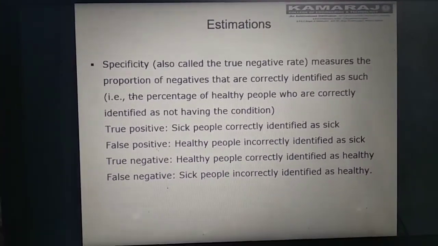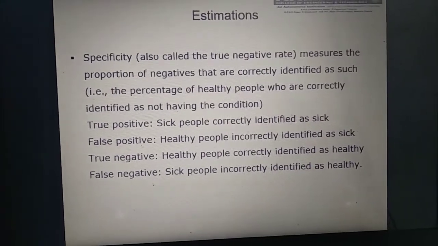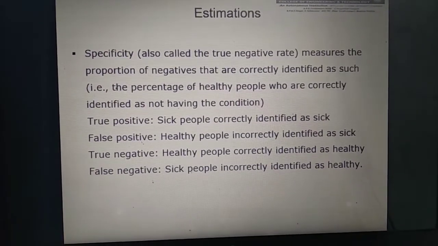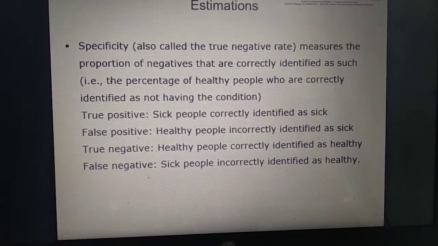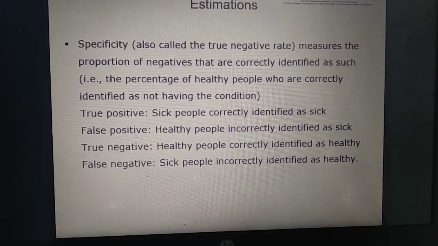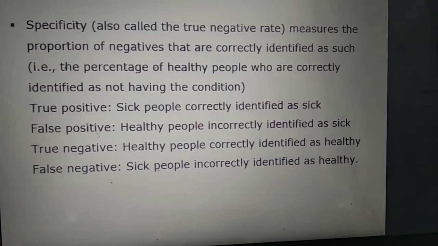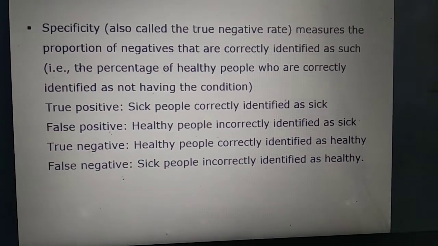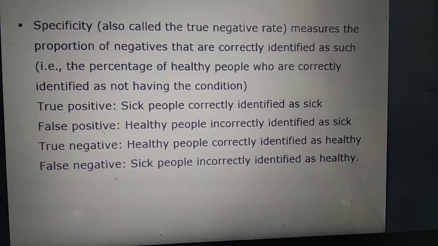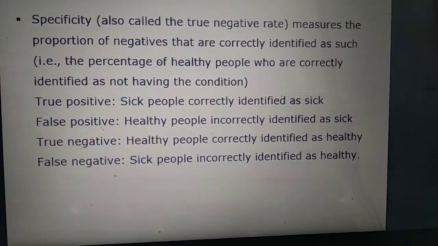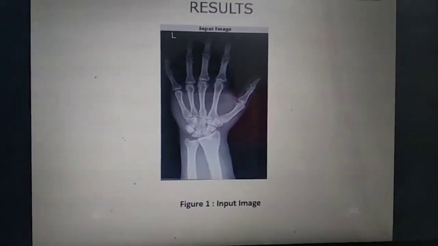Next is the estimation. Specificity measures the proportion of negatives that are correctly identified as such, correctly identified as not having the condition. True positive, false positive, true negative, false negative. True positive means sick people correctly identified as sick. False positive, healthy people incorrectly identified as sick. True negative means healthy people correctly identified as healthy. And also false negative means sick people incorrectly identified as healthy.